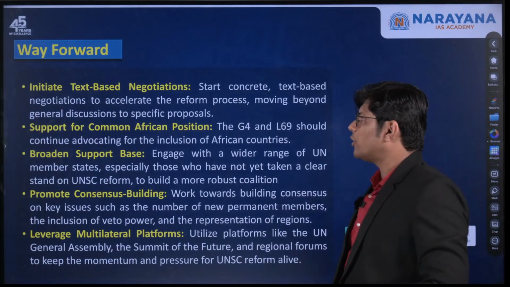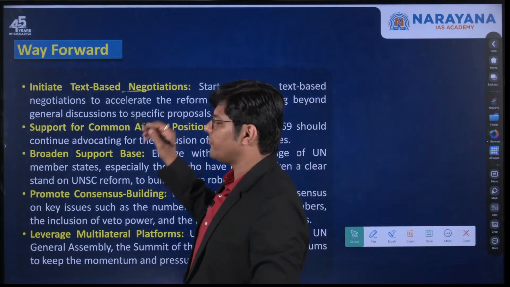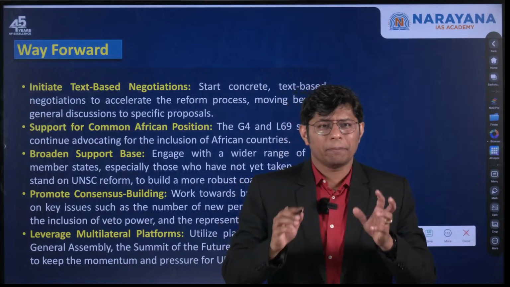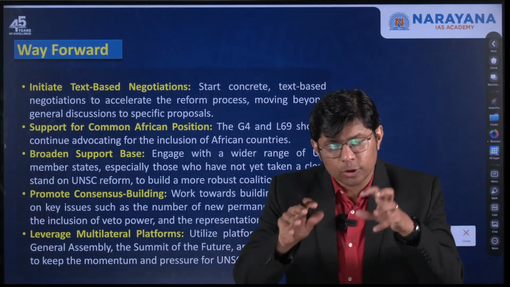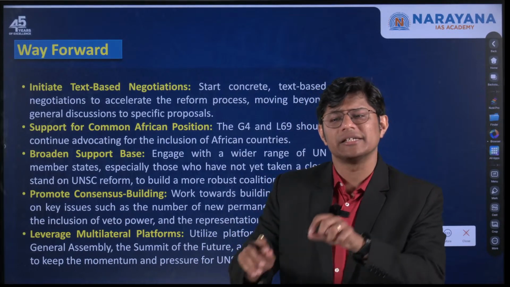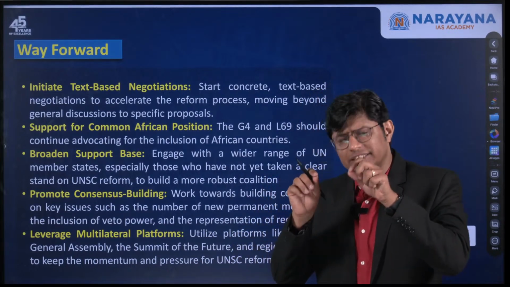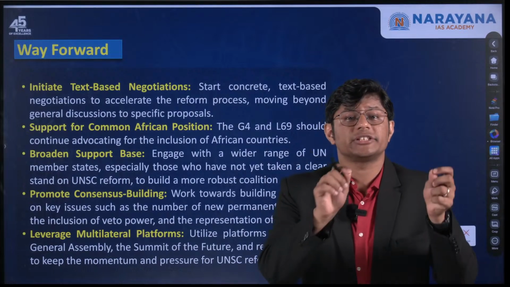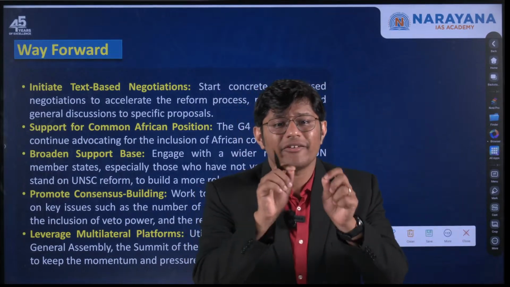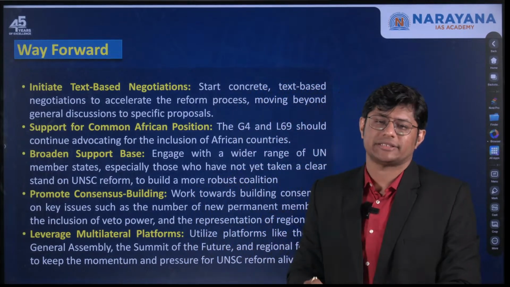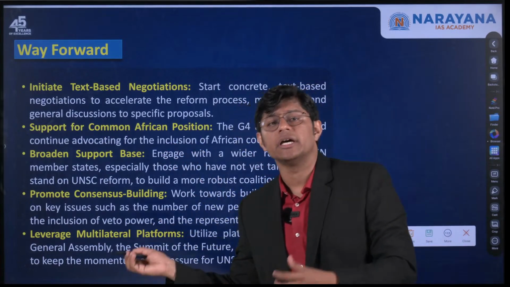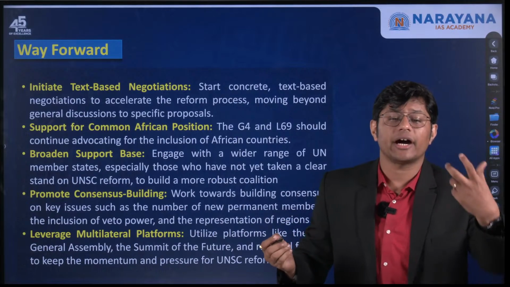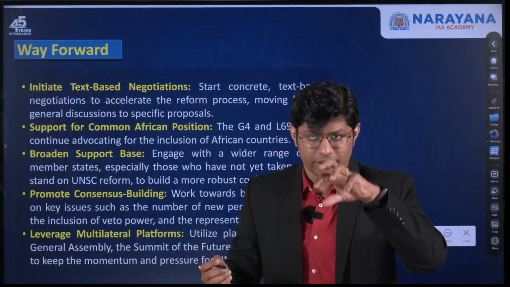So, what is the way forward? Initiate text-based negotiation, which means rather than just discussing, make sure that the things that are discussed are put into concrete terms. That is, with respect to what the United Nations Security Council should reform, everything should be text-based, right? The second is support for common African position. That is, to make sure that the African continent is represented.